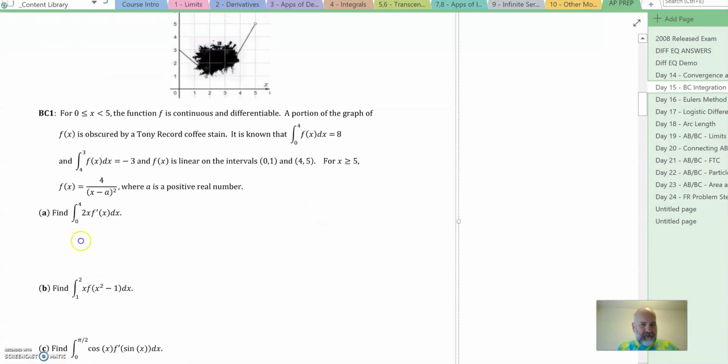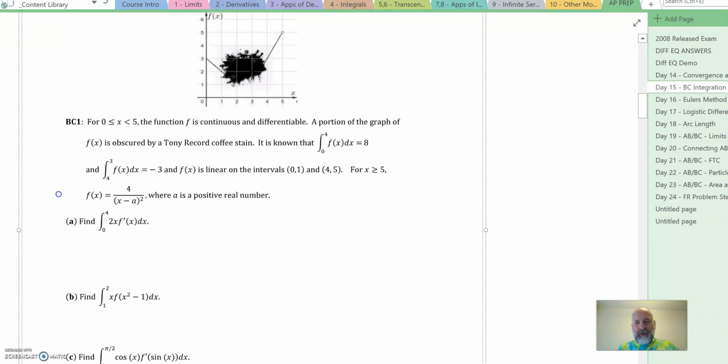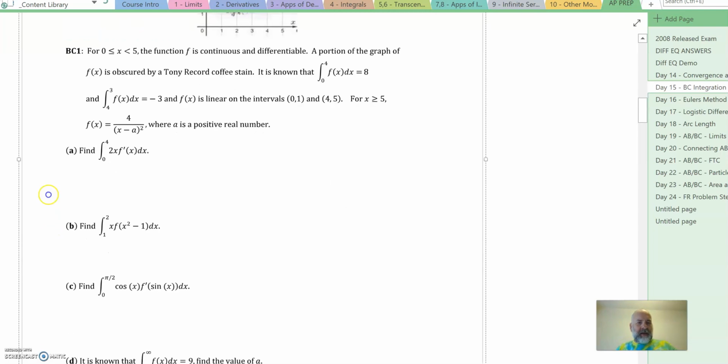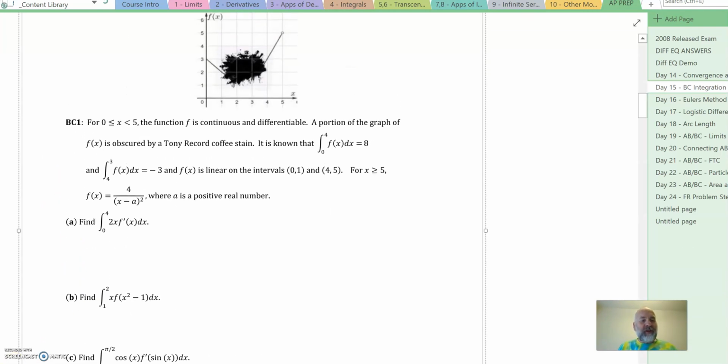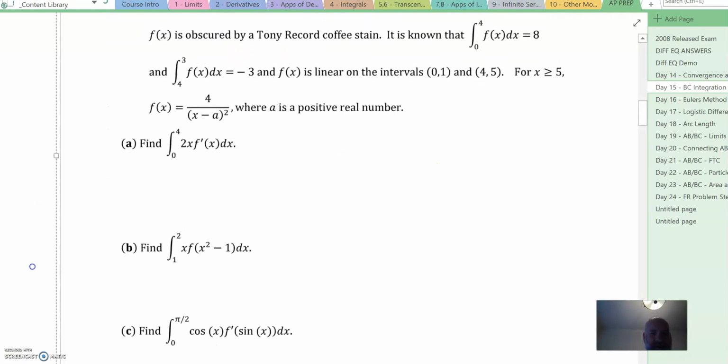So here's the sheet for your response practice problems. We're going to go over these right now. Take a second, just familiarize yourself with the problems. Okay, so let's take a look at this first problem here.